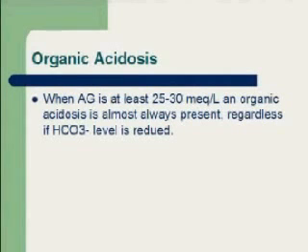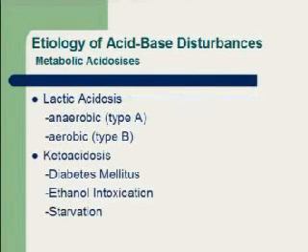Most always present regardless of bicarb level is reduced. There are some etiologies of acid-base disturbances. These include lactic acidosis in the form of anaerobic metabolism, which produces increased levels of lactic acid. Aerobic types of lactic acid metabolism, similarly still, lactic acid levels will accumulate.